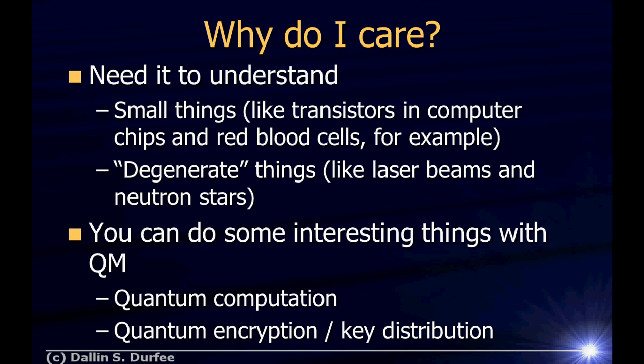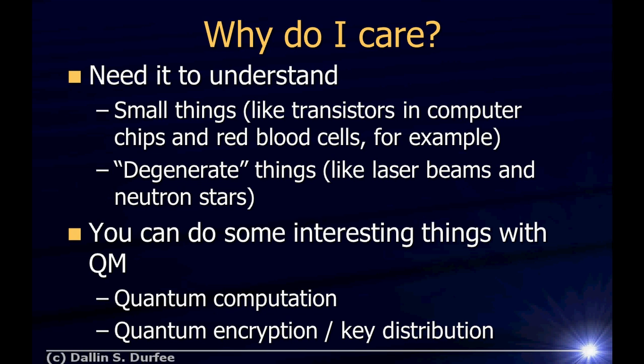Like laser beams are quantum mechanical things. They are not classical light. They are quantum light. You have to understand them with quantum mechanics. Neutron stars, it turns out they're huge, but the enormous pressure acting on the neutron stars, it turns out quantum mechanics is required to explain why neutron stars don't just collapse. Okay? So you should care about quantum mechanics because you need it to understand and calculate and build and use some really important things. There's also some really interesting things you can do with quantum mechanics.